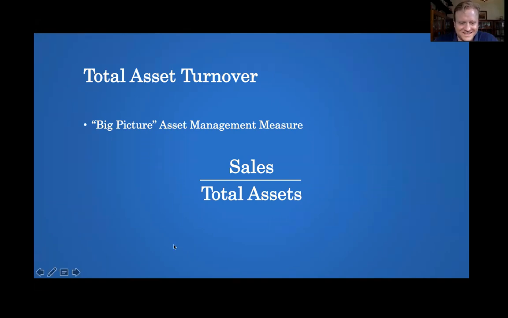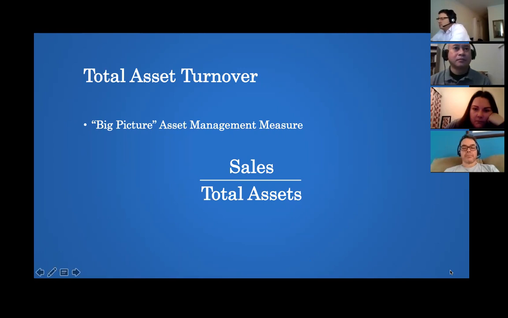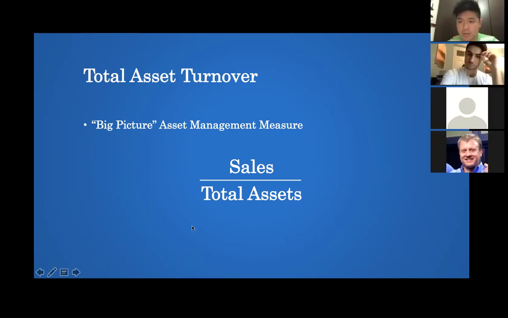All right, thank you. Okay, so this presentation is on total asset turnover. It's similar to Eric's, except instead of just using fixed assets, we're going to use total assets. What is a total asset turnover ratio? It's the value of a company's total sales or total revenue generated relative to its total assets. It is a big picture asset management measure and is often used as an indicator of the company's efficiency of using its assets. The formula is total sales or total revenue over total assets. Next slide, please.